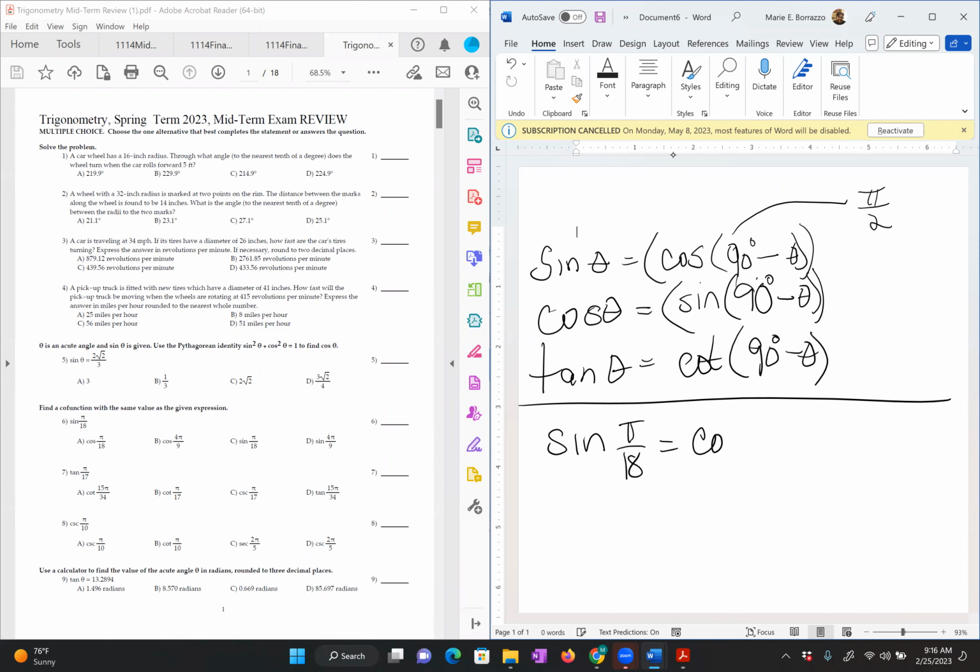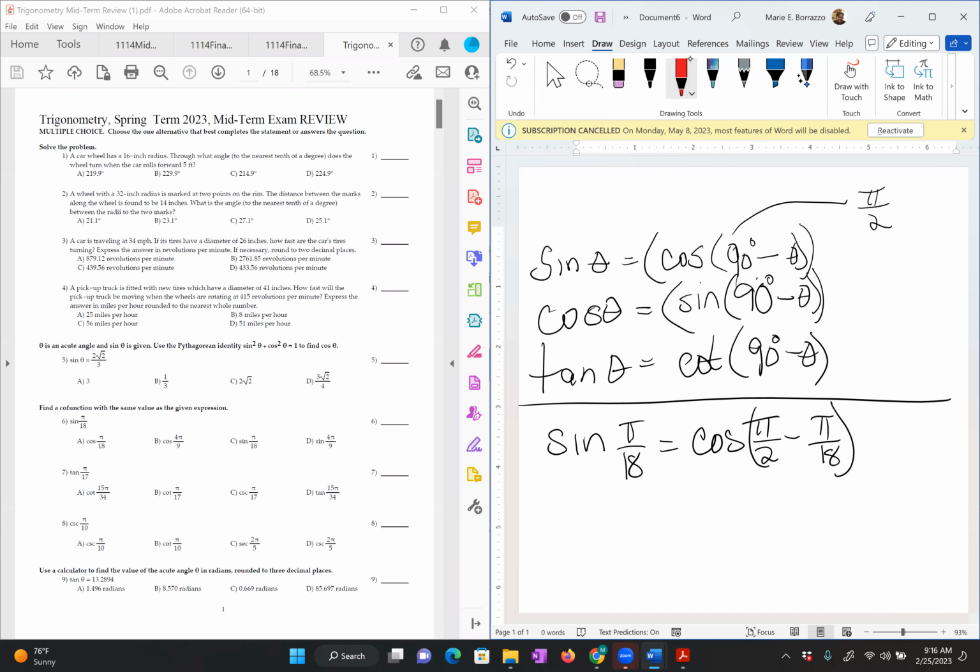So this is going to equal cosine of pi over 2 minus pi over 18. All right, and so we need a common denominator. So this will be times 9, and this will be times 9. So you end up with 8 pi over 18, and that reduces. If I divide top and bottom by 2, I get 4 pi over 9.